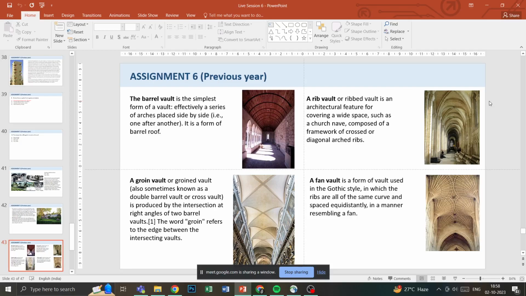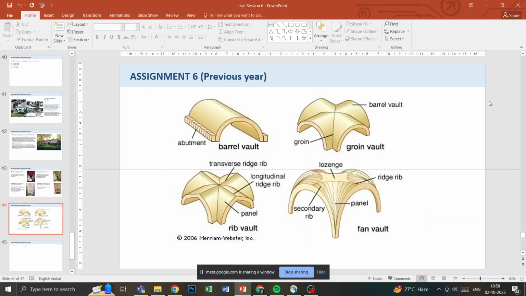A fan vault is a form of vault used in the Gothic style, in which the ribs are all of the same curve and spaced equidistantly in a manner resembling a fan. So in a fan vault, it's a typical part of Gothic style, and the ribs in this vault are of the same curve and they are spaced equidistantly, and they resemble the shape of a fan.